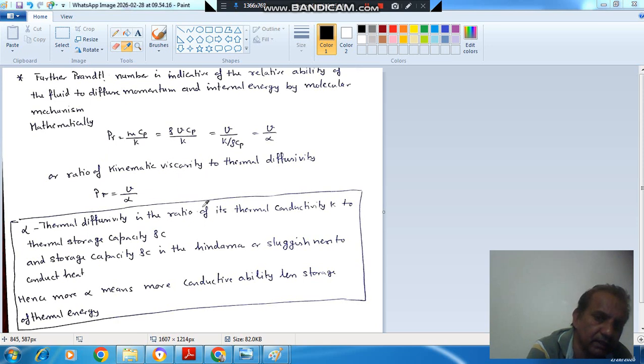K represents the conductivity, the ability to transfer heat by conduction, and rho C represents the thermal storage capacity. So if alpha is more, then the material will conduct more heat as compared to what it stores, or it will store less heat. A higher value of rho C is a hindrance to conducting heat. So that is some fact about thermal diffusivity.